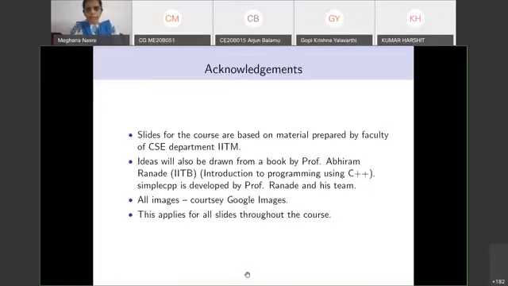And I want to acknowledge gratefully the material that I have been using. This is prepared by the members of the CSE department. And as I said, I have taken a lot of ideas from the book by Professor Abhiram Ranade, who is also my teacher, and I have learned from him. Introduction to Programming Using C++. And the Simple CPP package is in fact developed by him. And of course, if there are images in the slides, they are all taken from Google.